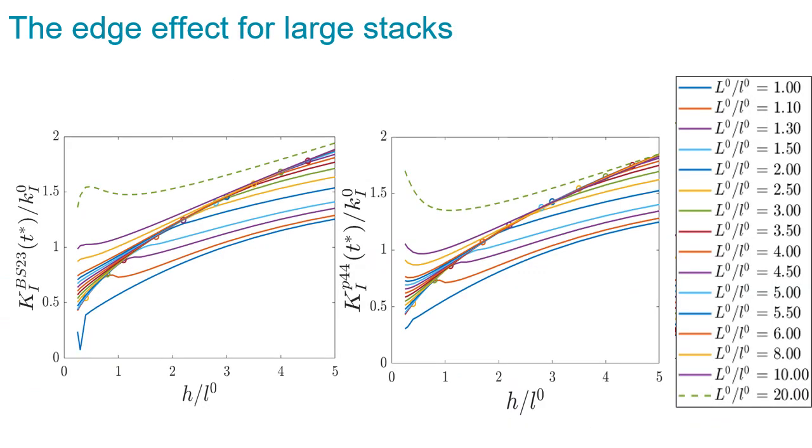We also considered large stacks of cracks. Here the mode 1 stress intensity factors of the central big cracks are compared for the stacks consisting of 23 big and small cracks and the infinite periodic arrays. As we can see, the stress state in the central part of the finite arrays stabilizes rather slowly, especially for relatively small distances between the cracks.